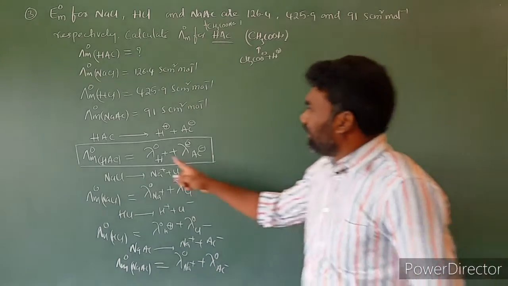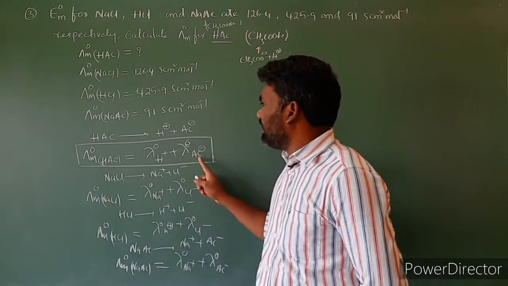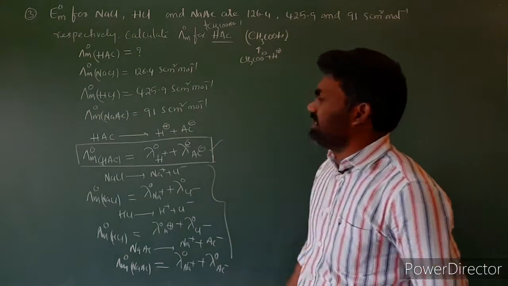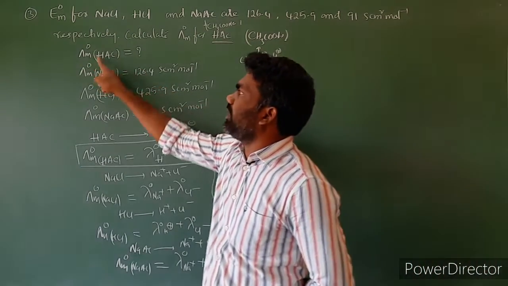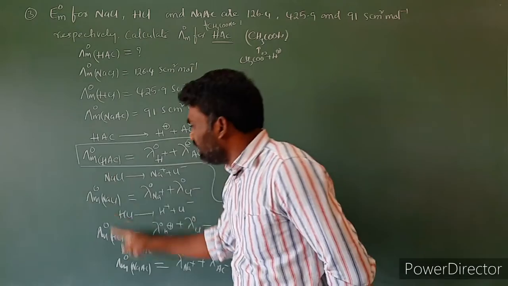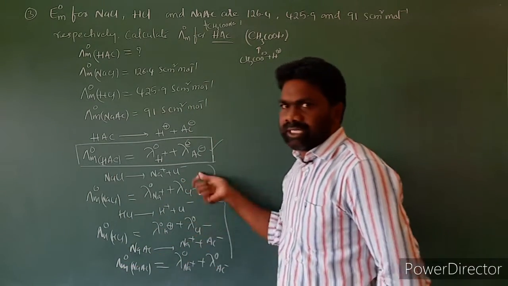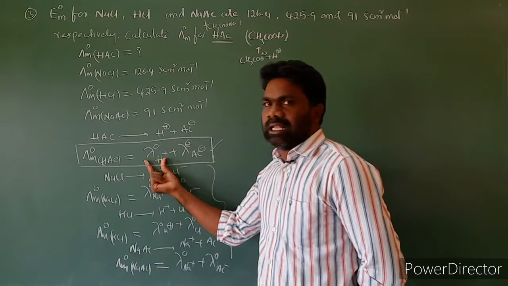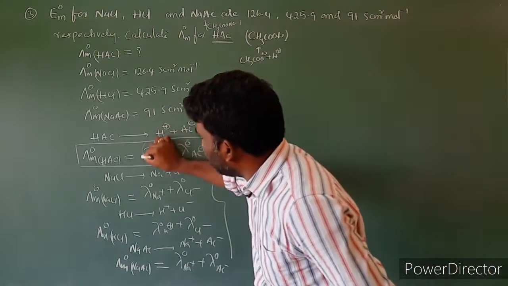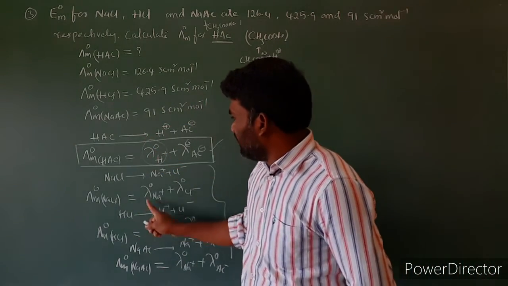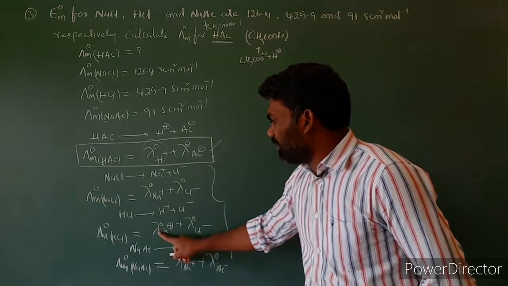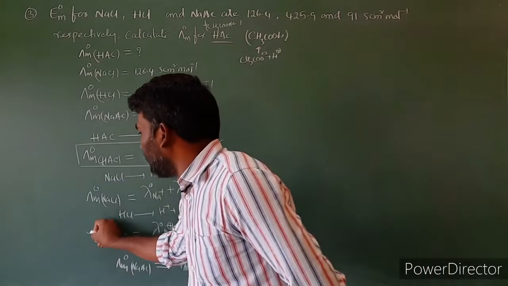Then we have to find lambda naught H plus and lambda naught AC minus. By using these equations, we have to get this equation. So we have to calculate the limiting molar conductivity of HAC. The limiting molar conductivity of HAC will be obtained from strong electrolytes. By adding or subtracting all these equations, we must get lambda naught H plus plus lambda naught AC minus. So first we have to get H plus. Where is the H plus? Here is lambda naught HCl. Lambda naught HCl consists of lambda naught H plus plus lambda naught Cl minus. So first we have to add this one.